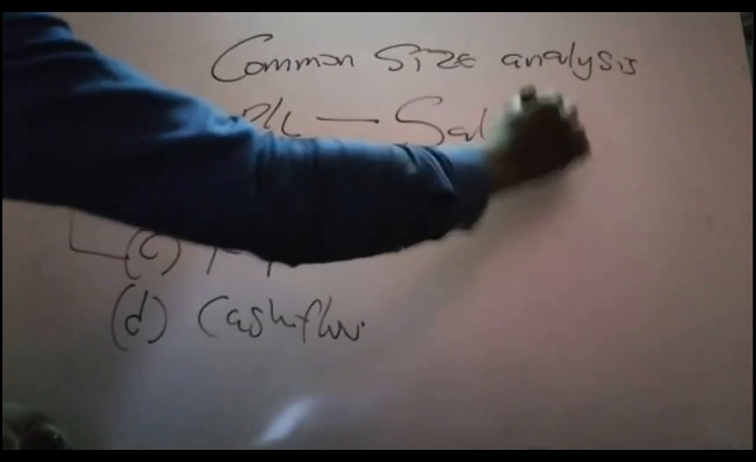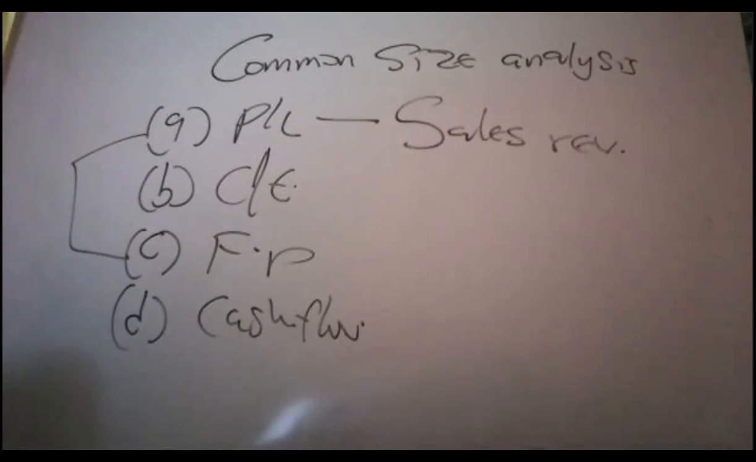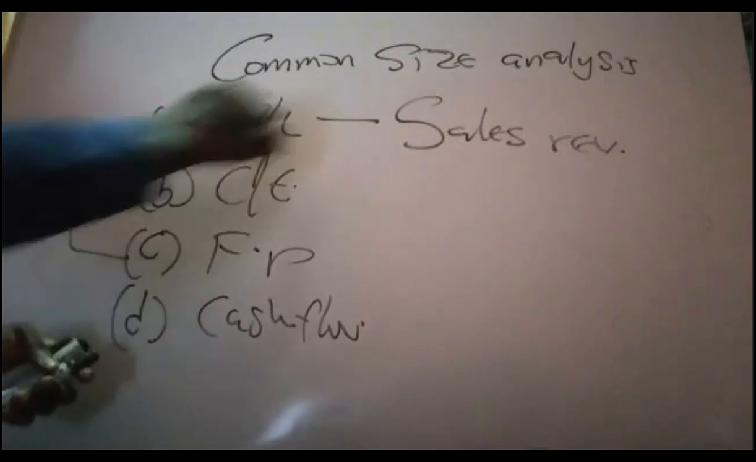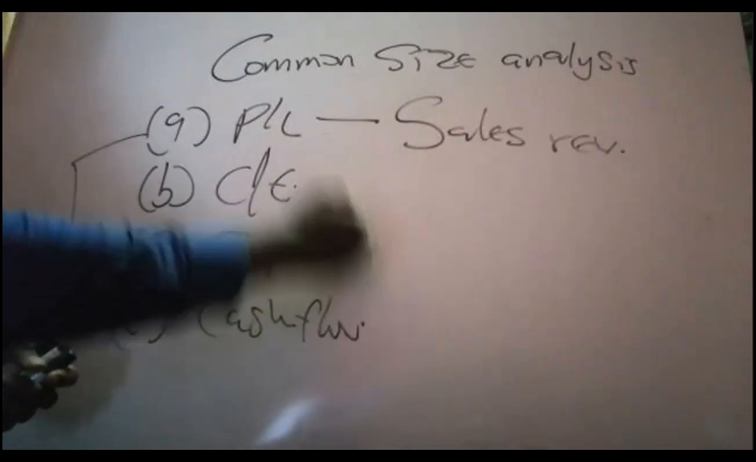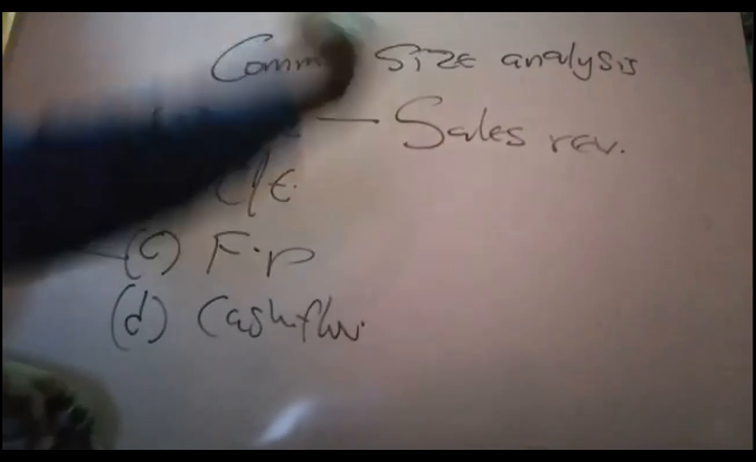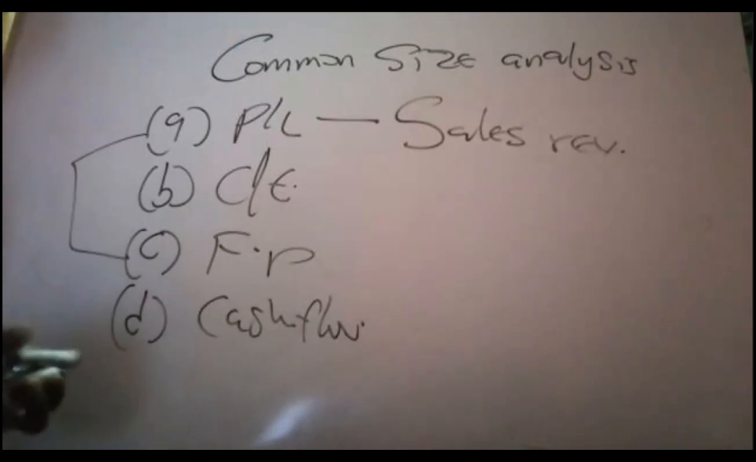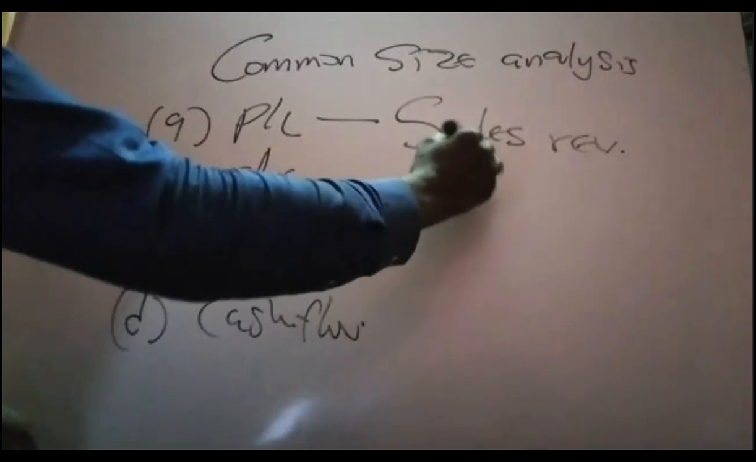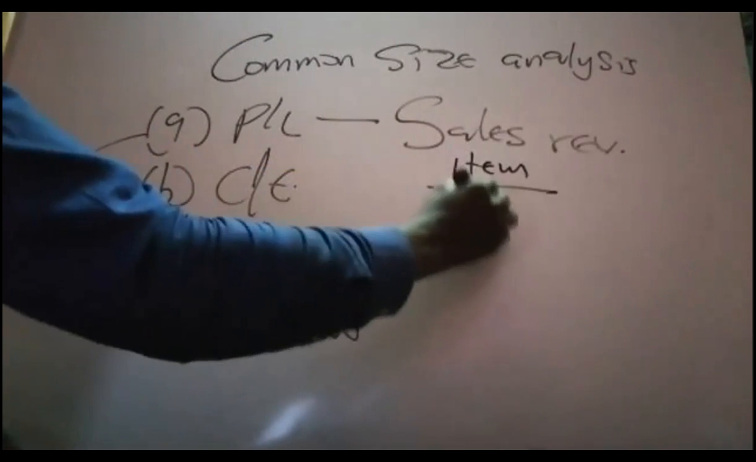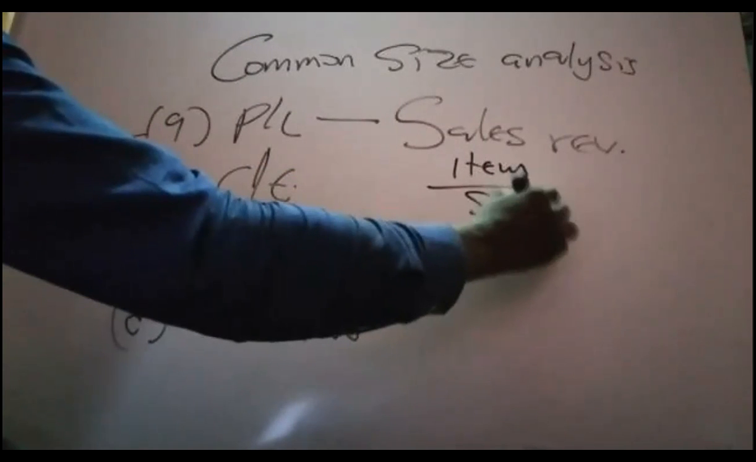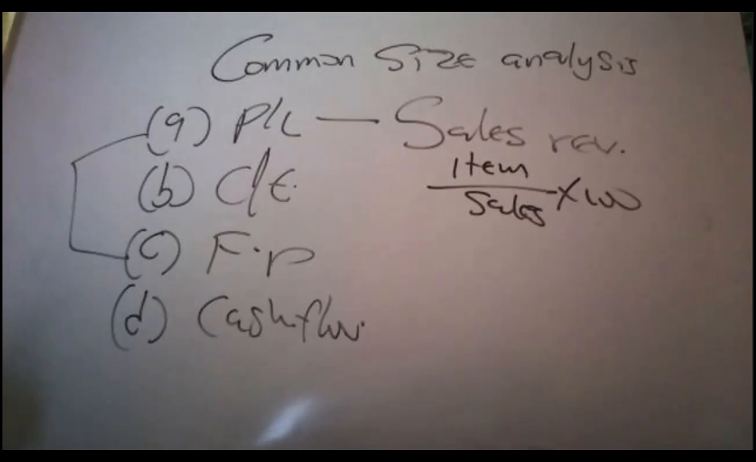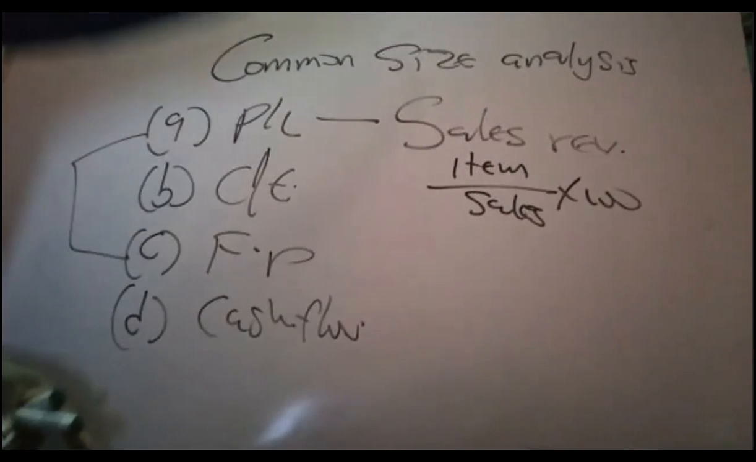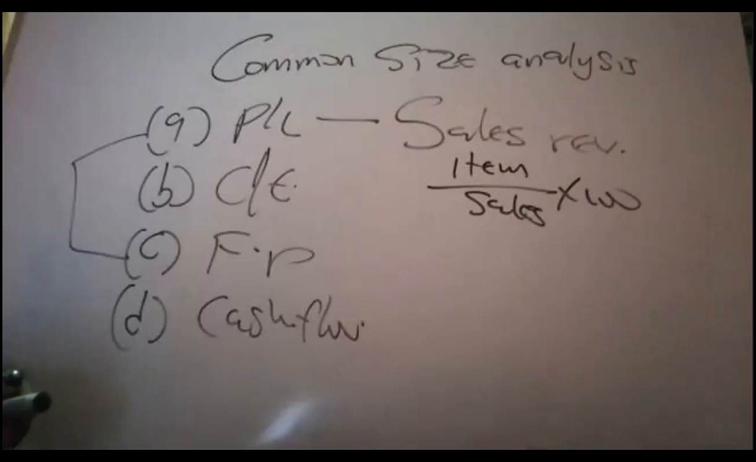Sales revenue. So it means that you have to take all the items in the profit and loss, divide each by the sales and multiply by 100. So each item over the sales revenue times 100, that is the common base. You do everything, all of them, from first to last, and then you are done.